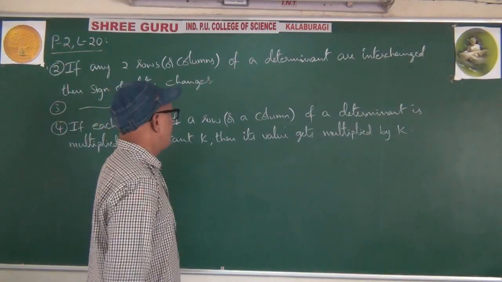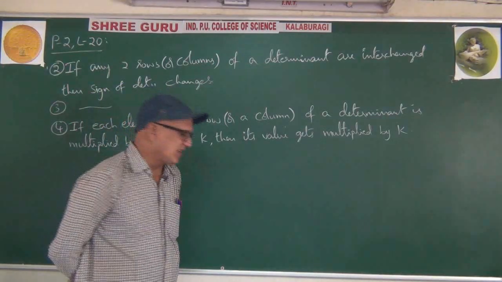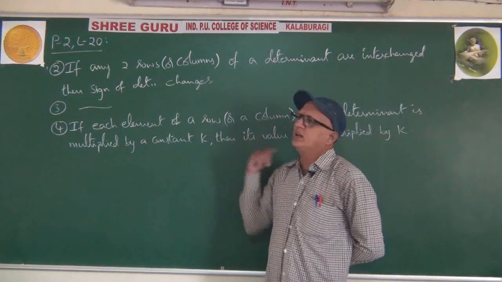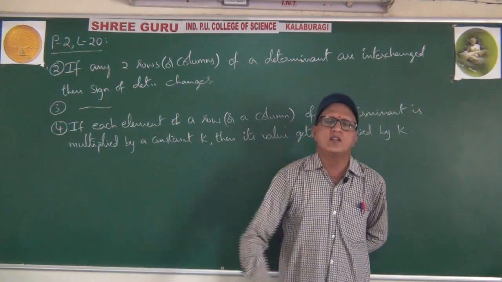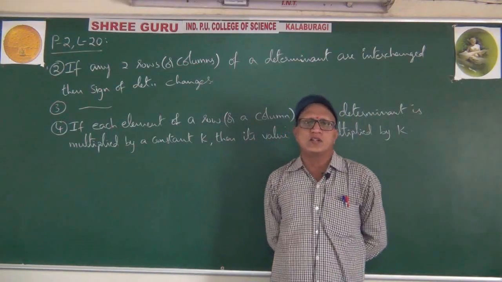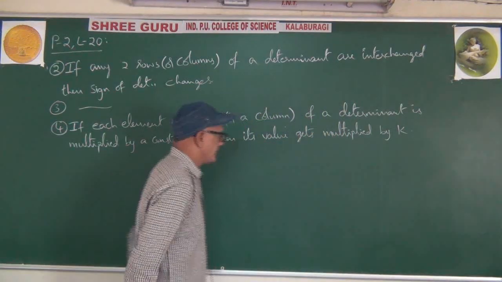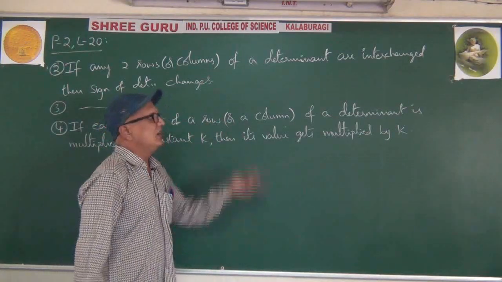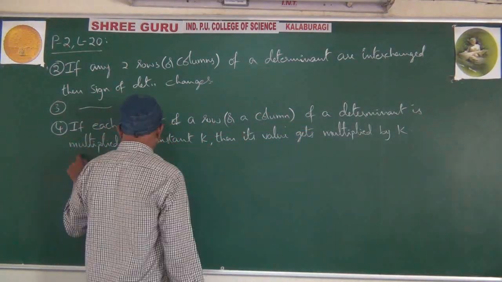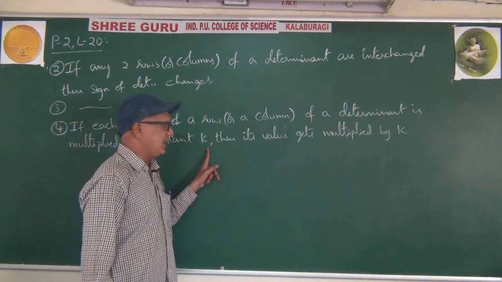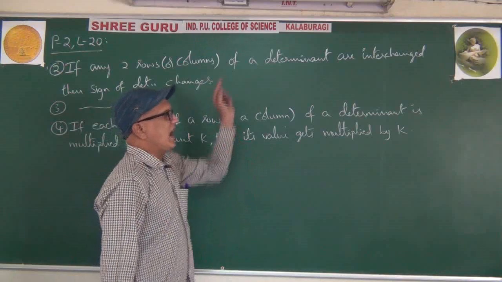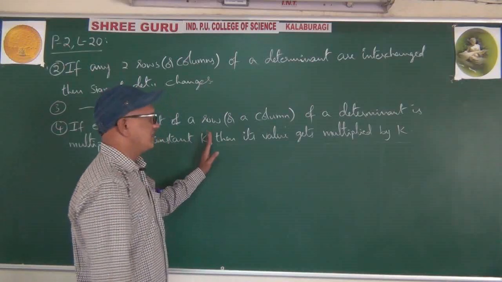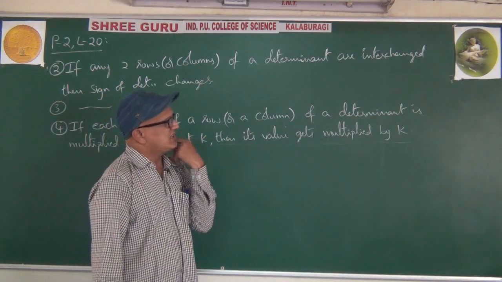Right? If each element of a row, or otherwise columns — all these properties are applicable for rows and columns as well. Whenever I say row, it is understood for column also. Whenever I say column, it is understood that it is applicable for rows also. If each element of a row, or column, of a determinant is multiplied by a constant k, then its value gets multiplied by k. People did not understand this. Up to here they understood, then its value gets multiplied by k.